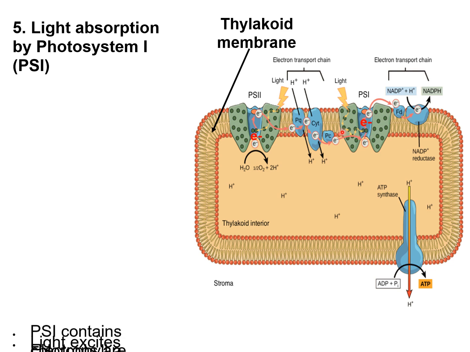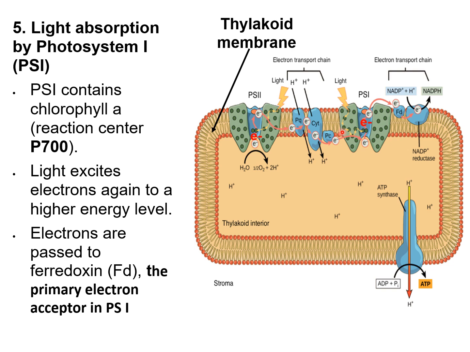Then the light energy absorbed by photosystem 1 again causes the release of electron. Photosystem 1 contains chlorophyll a, whose reaction center is P700. Then light excites the electron again to a high energy level from photosystem 1. Then electrons are passed to ferredoxin, which is found in the second electron transport chain. This ferredoxin is the primary electron acceptor in photosystem 1.